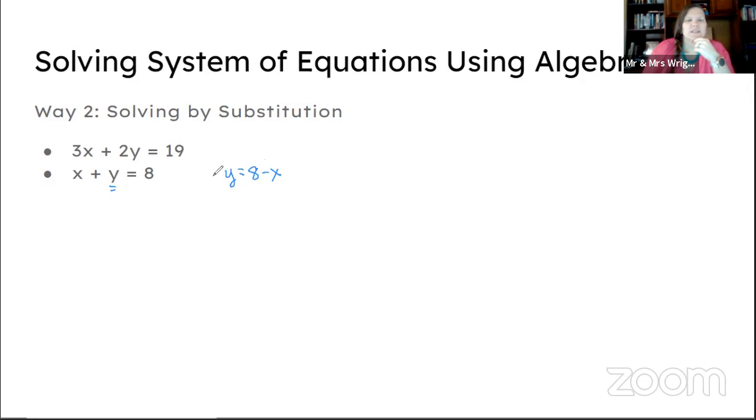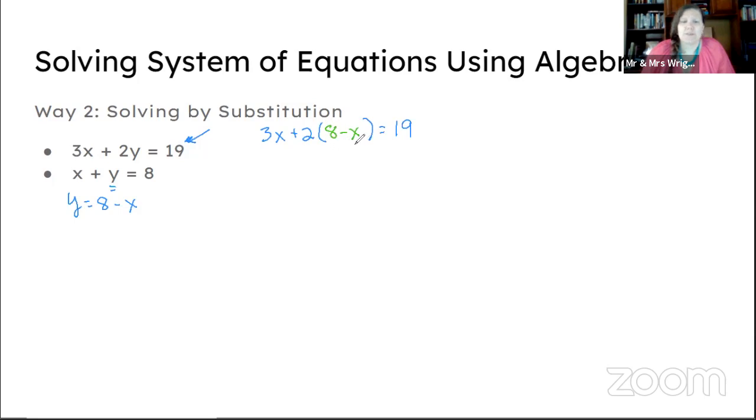So now I want to take this equation and plug it into the first equation wherever I see a Y. So I'm going to go ahead and write 3X plus 2 times, and this is where we'll plug it in, 8 minus X equals 19. And I'm going to erase this and move it over just a little bit because it was in my way. I didn't leave myself enough room. All right, so now all we do is solve for X.